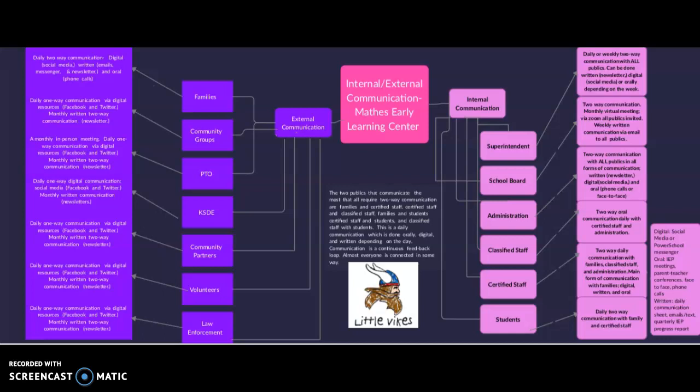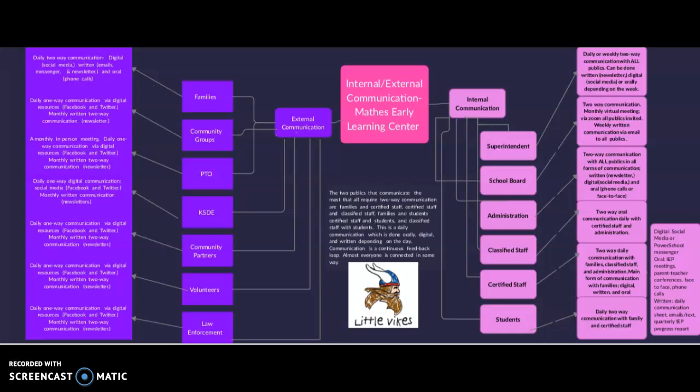Law enforcement would work mainly with parties involved if there was a dispute of some sort, and then our superintendent and our school board, and then administration as well. So they have also received the one-way communication of the digital Facebook or Twitter, and then they also get the school newsletters as well. So a lot of these external communications also go into our internal communications.